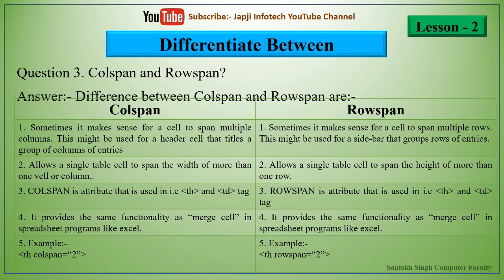Second one is, colspan allows a single table cell to span the width of more than one cell or column, whereas rowspan allows a single table cell to span the height of more than one row. Third point is, colspan is an attribute that is used in the th and td tags, whereas rowspan is also an attribute used in the th and td tags. Fourth point is, it provides the same functionality as merge cells in a spreadsheet program like Excel, whereas rowspan also provides the same functionality as merge cells in a spreadsheet program like Excel.